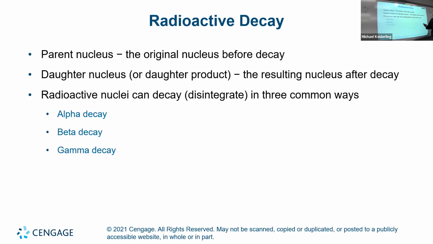So in the process of radioactive decay, there's the parent nucleus, the original nucleus before decay, and the daughter nucleus, which is the resulting nucleus after decay. Radioactive nuclei can decay in three common ways. These are called alpha decay, beta decay, and gamma decay, named after the first three letters of the Greek alphabet. And there are alpha particles, beta particles, and gamma rays.